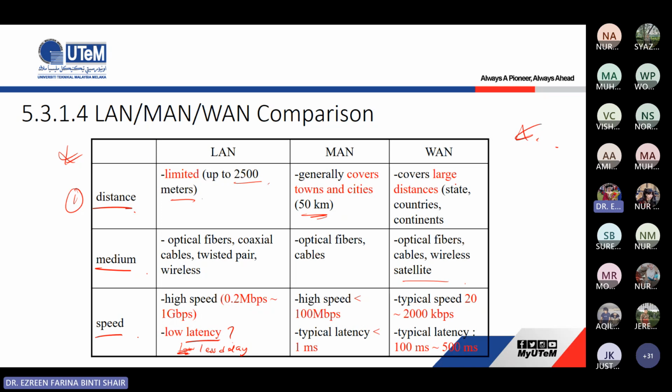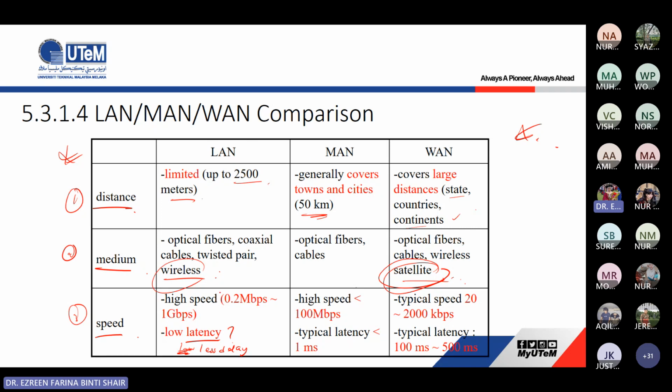And lastly, the wide area network can, of course, cover larger distances compared to the LAN and MAN. It can cover not just a state, but also continents. The second one is in terms of medium. The local area network uses optical fibers, coaxial cable, twisted pair cables, and also wireless. The metropolitan area network can only use optical fiber cables and normal cables. The wide area network can use optical fibers, cables, and also wireless satellite. So the difference is that the wide area network has satellite. The local area network can have wireless, but for the metropolitan area network, there is no wireless medium available.